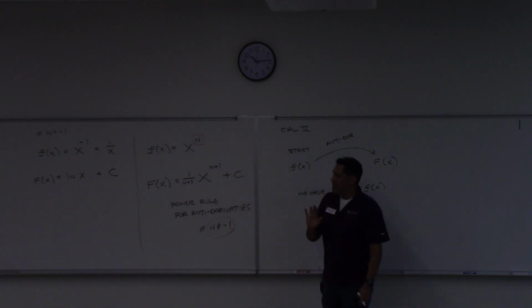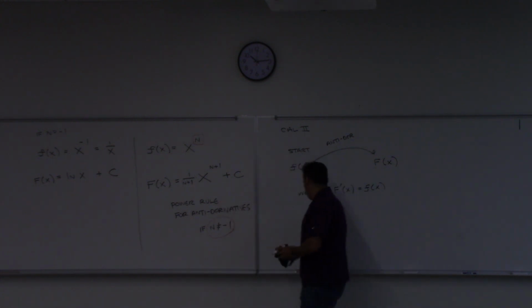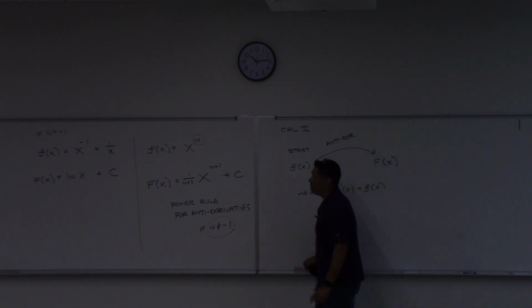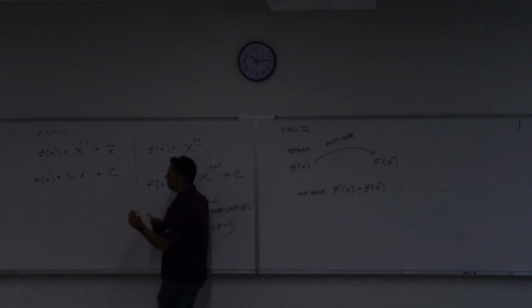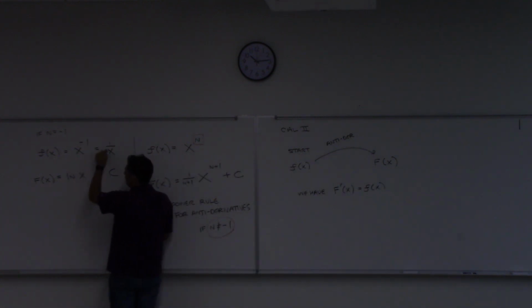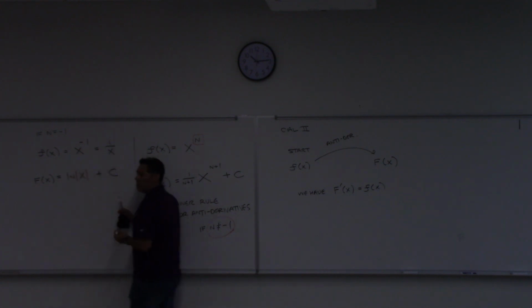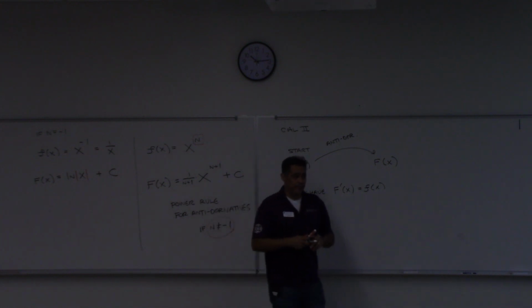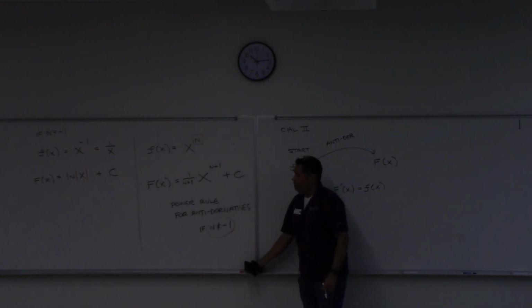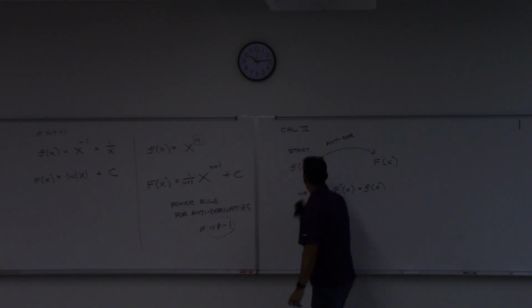Now there's one thing here that I'm going to state that may not have been stated in Cal 1 when we were taking derivatives: when you're talking about antiderivatives, the antiderivative of this is natural log, and what we will do here is put the absolute value of x. Now let me explain why. And this might be a little bit tricky, but I'll try.